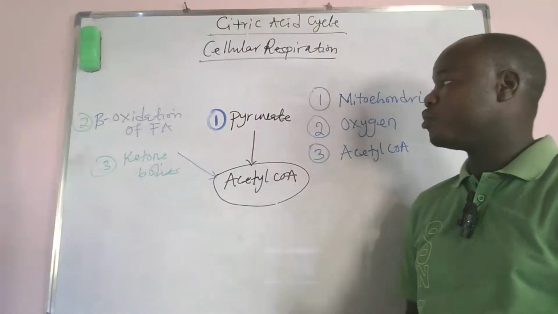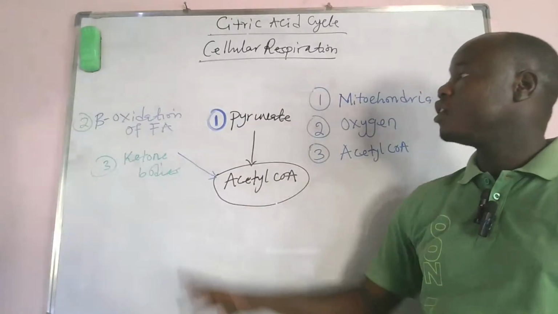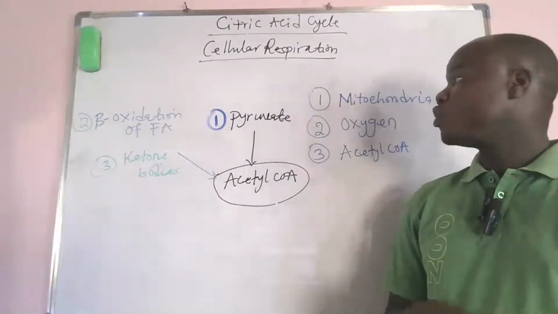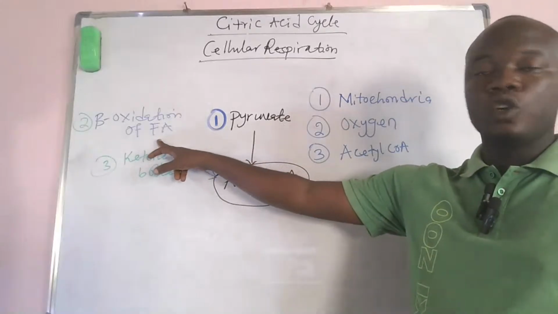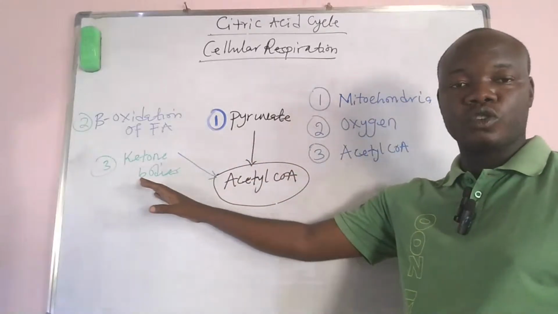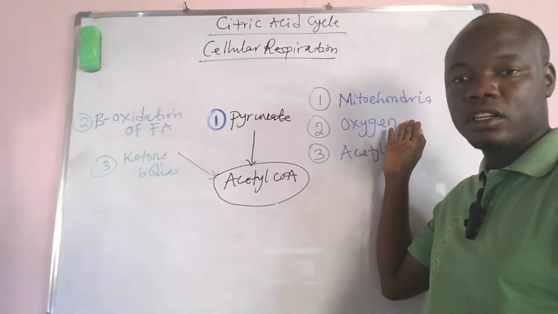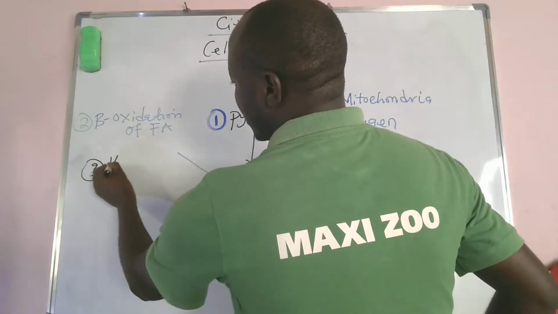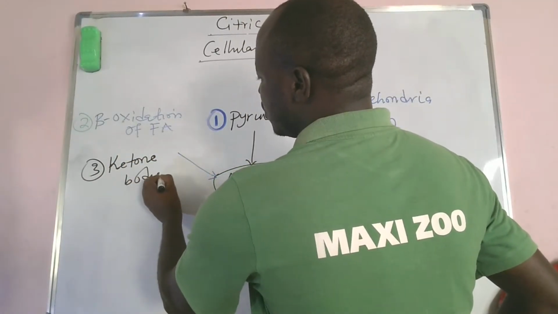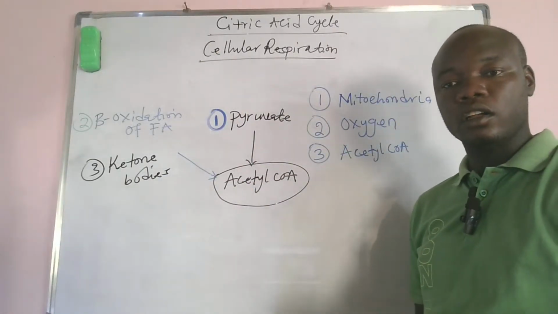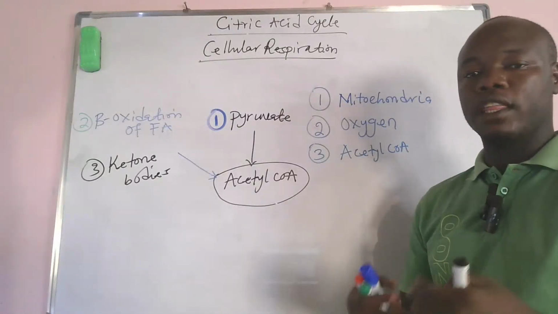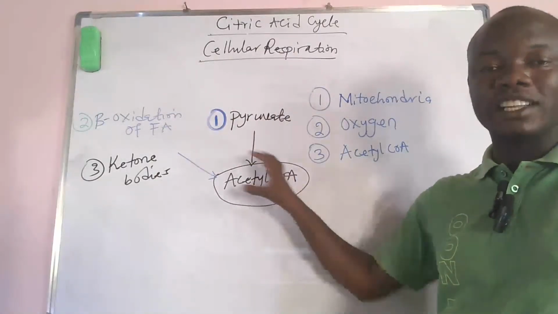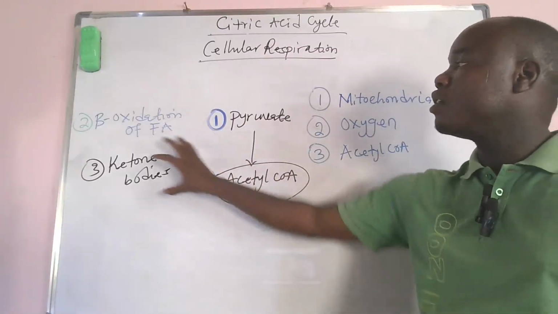So I think briefly, ladies and gentlemen, you can see that this acetyl CoA has different sources. We can get it from beta oxidation, we can get it from ketone bodies, we can get it from pyruvate. But this beta oxidation usually occurs in the mitochondrial matrix. Ketone bodies can also be generated in the mitochondrial matrix. So for number 3, we have ketone bodies. Then what next? These are the sources of acetyl CoA. You can generate acetyl CoA from these sources.